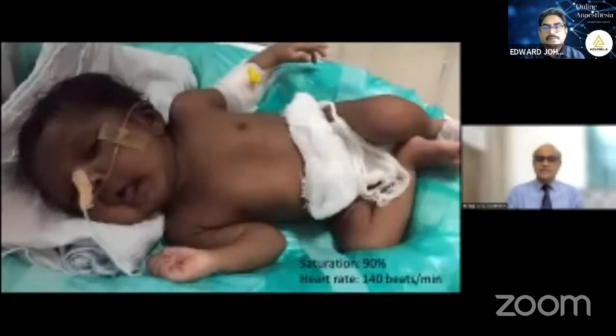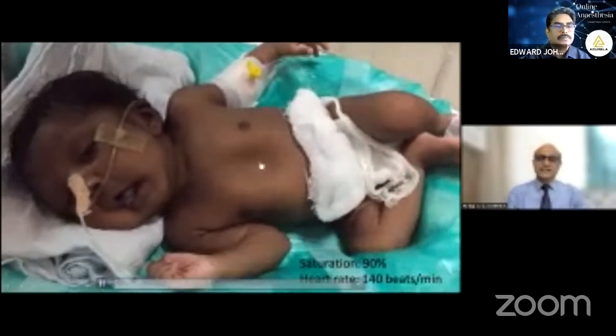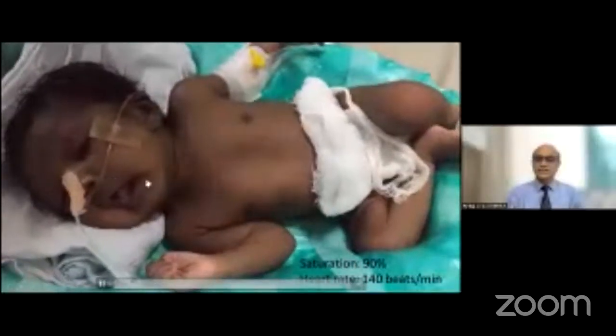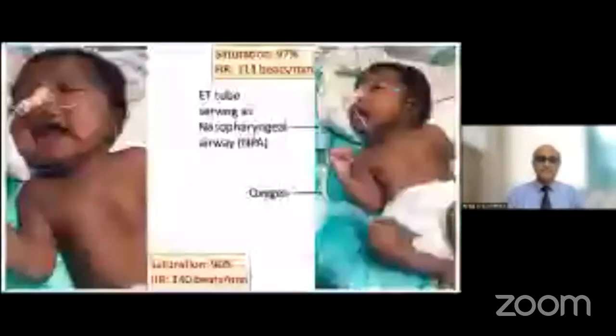So this is the same child. When I happened to see this child in the ward, look at the respiratory distress the child is in. He is having an oxygen cannula. Oxygen is flowing, but the saturation is just 90%, and the heart rate is about 140 beats per minute. And you can see severe indrawing in this child. So now the dilemma comes: how should you plan airway management if the child is scheduled for excision of this oral mass?